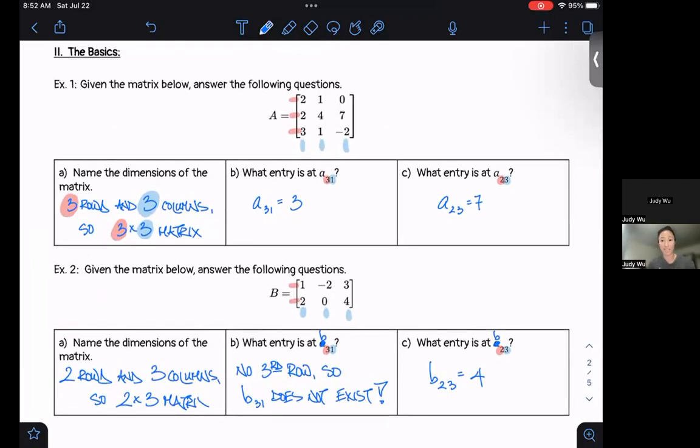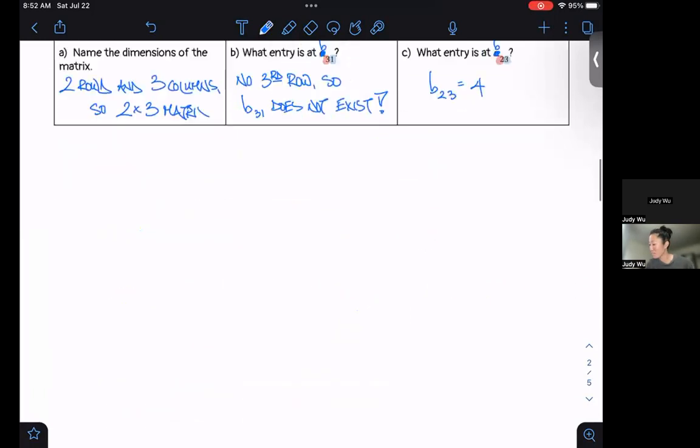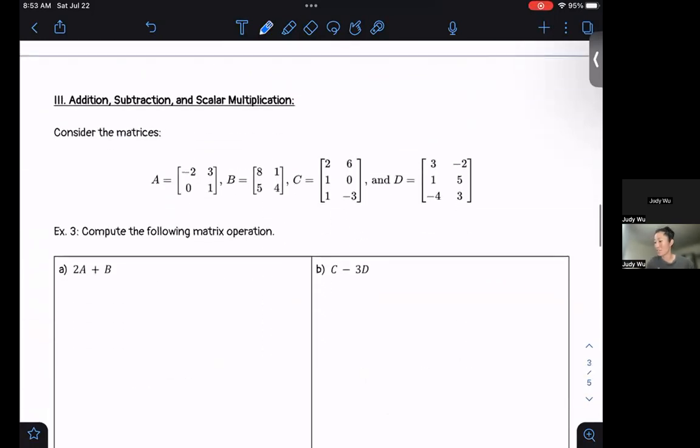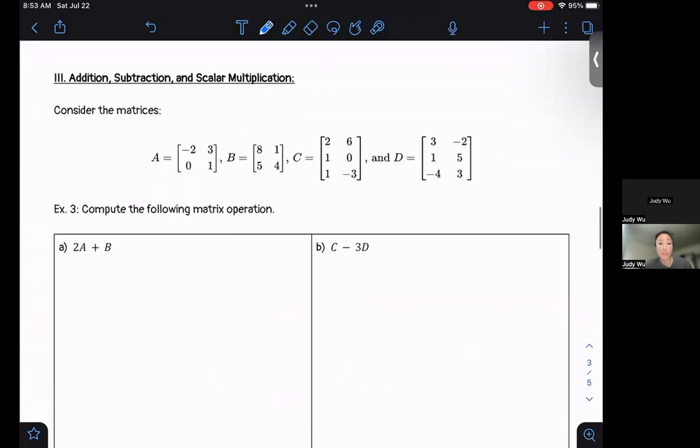the second number is the column, and then going ahead and finding out where those entries are, being able to locate those, okay? So in the next video, we're gonna take a look at addition, subtraction, and scalar multiplication. So we'll do some operations kind of like we did for vectors. So I'll see you back here.